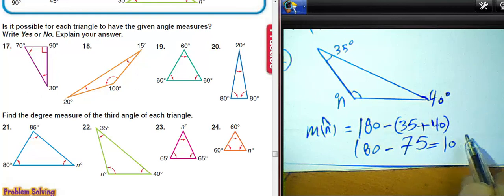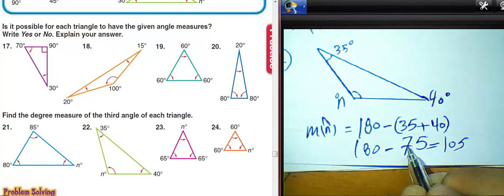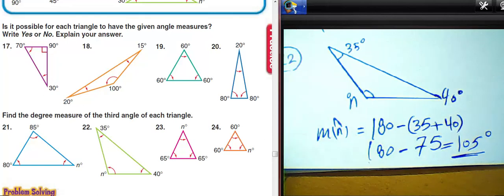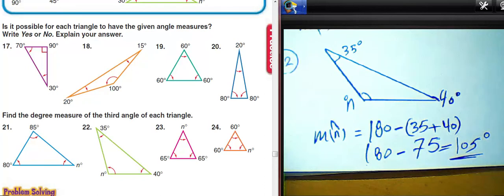105. We can write it as 10 minus 5 equals 5, 7 minus 7 equals 0, 1 minus 0 equals 1. So the measure of angle n equals 105 degrees. That was question 22. And what about question 23?